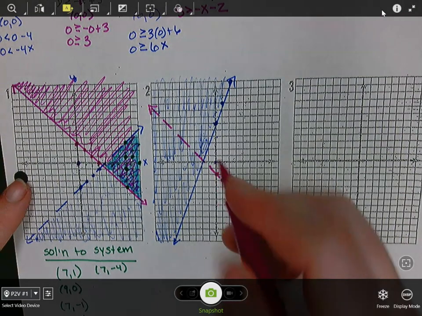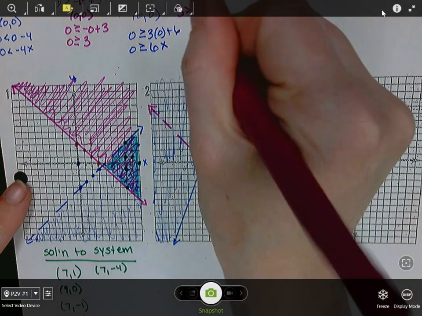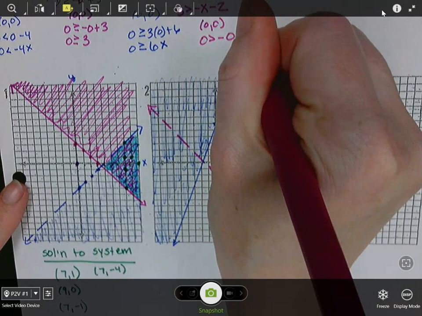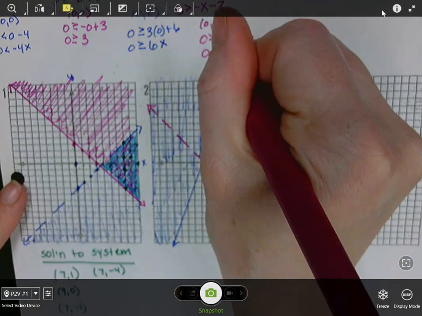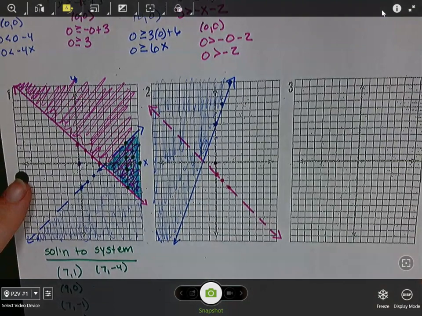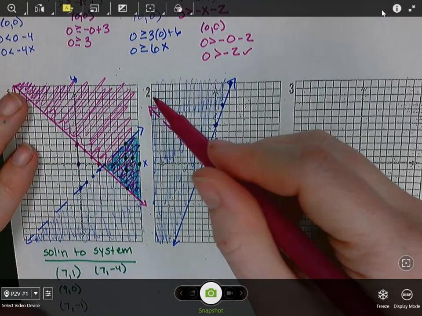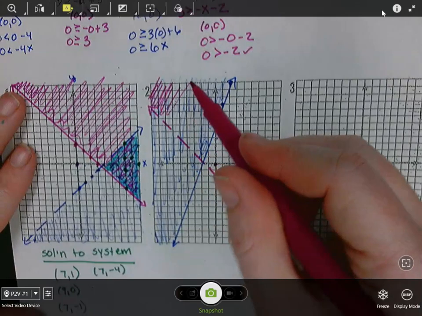All right, so now let's test the point 0, 0 again, but in the new one. So 0, 0, you get 0 is greater than negative 0 minus 2. So 0 is greater than negative 2. Is that true? Yeah. So I shade the side with 0, 0. So I shade this side of the line.